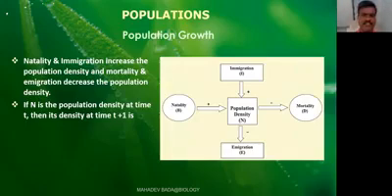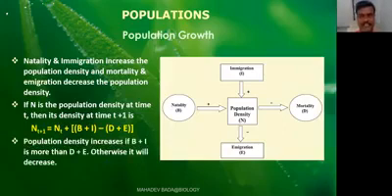If N is the population density at a time t, then the density at a time t plus 1 is indicated with the formula N(t+1) = N(t) + (B + I) - (D + E), that is, birth plus immigration minus death plus emigration. By that, we can calculate whether the population density is growing or decreasing. Using this formula, we can easily calculate in a given area, in a given period of time, whether the population is increasing or decreasing.